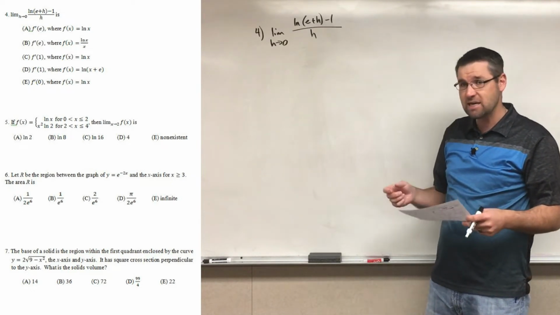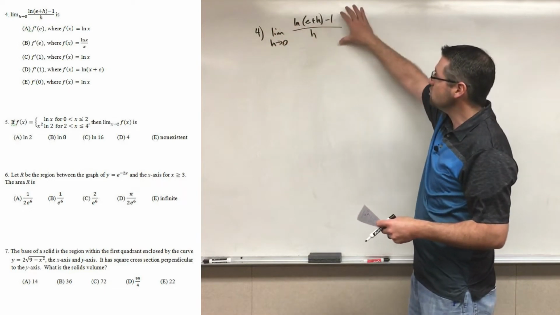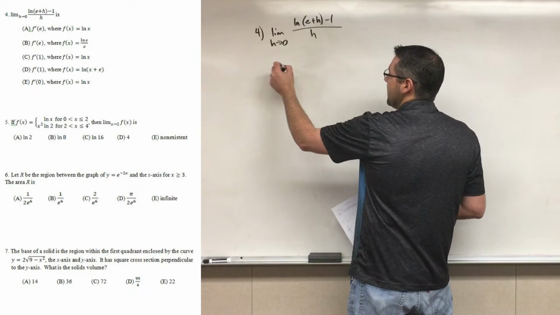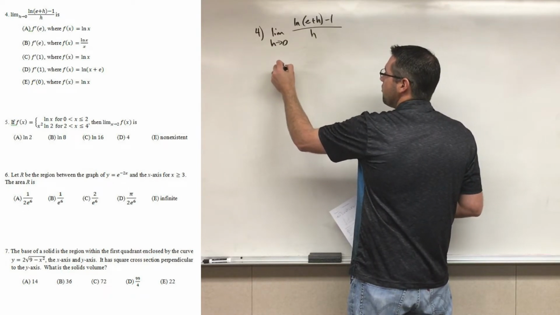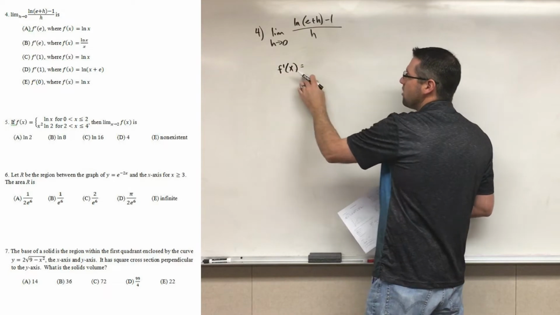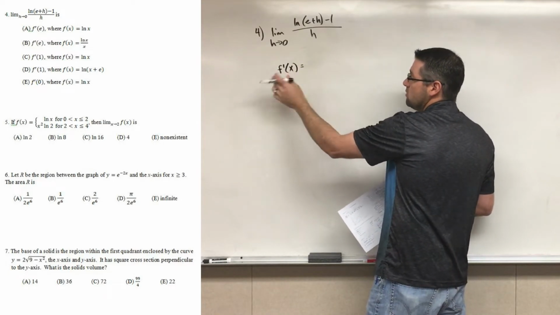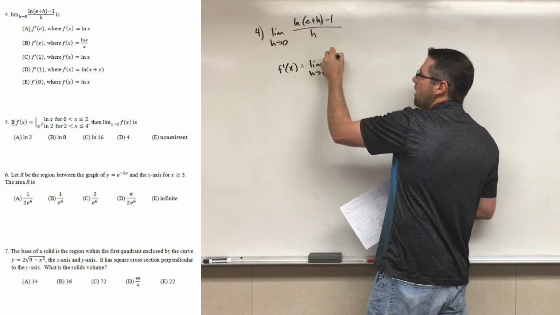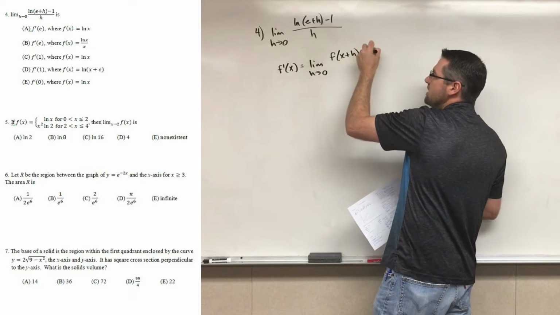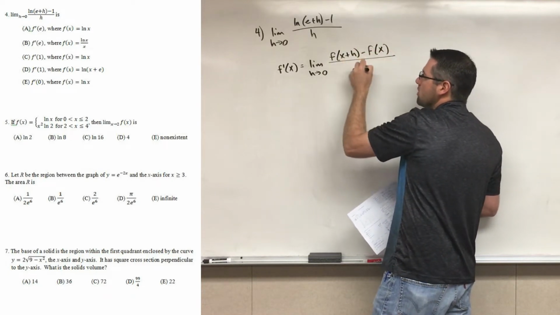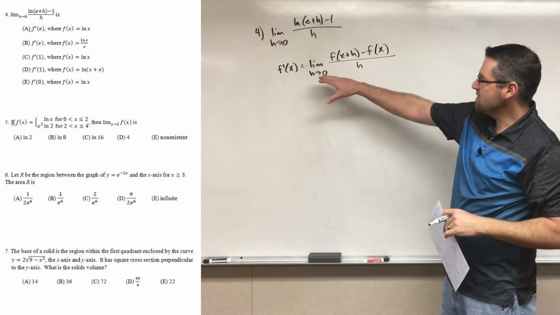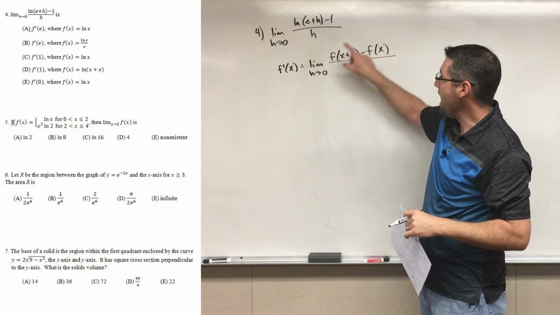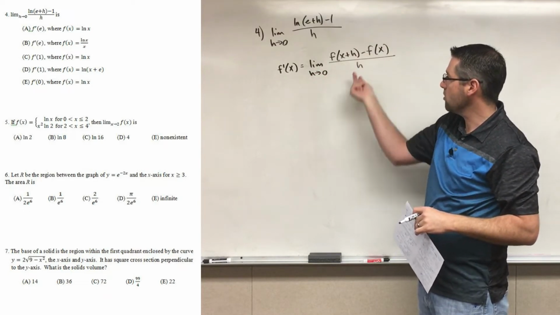So what we have to recognize is that this is actually the definition of the derivative. So if you think about it, we would say f prime of x, going way back to unit 2, the derivative of f is equal to the limit as h approaches 0 of f of x plus h minus f of x all over h. So that is the actual definition of the derivative. It is the slope as the distance between the 2 points approaches 0.